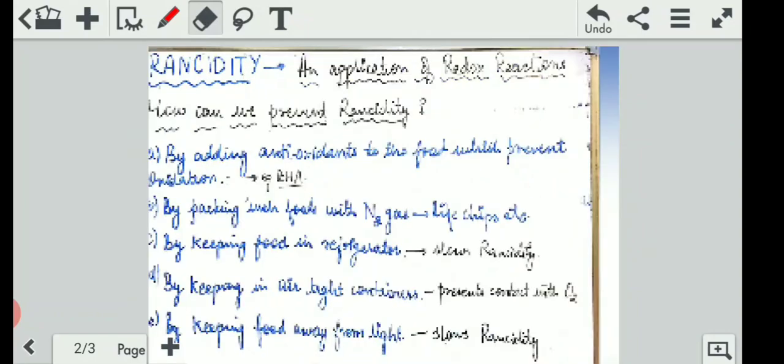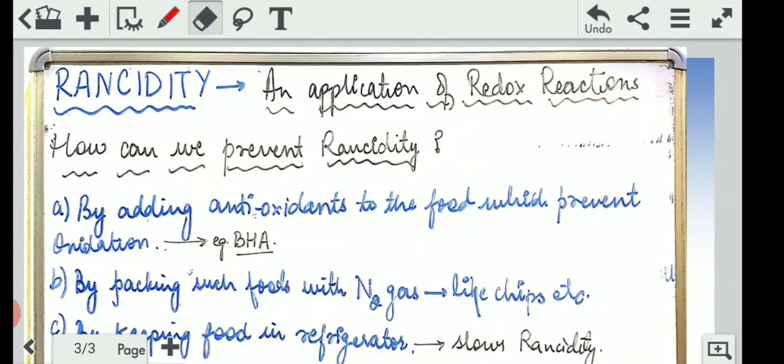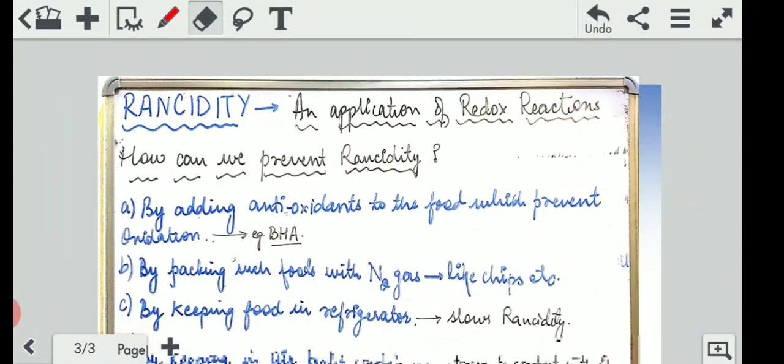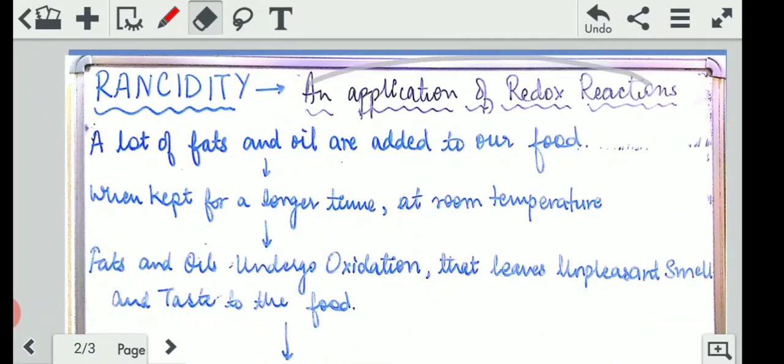This is about corrosion. Studying further about rancidity. Now, rancidity is nothing, it is another application of redox reaction, same as corrosion. What happens is, we know that our food contains a lot of fats and oil, right? When we cook, we add oil to it. You might have seen your mothers, they add oil to it before cooking, right? And obviously the food contains fats.